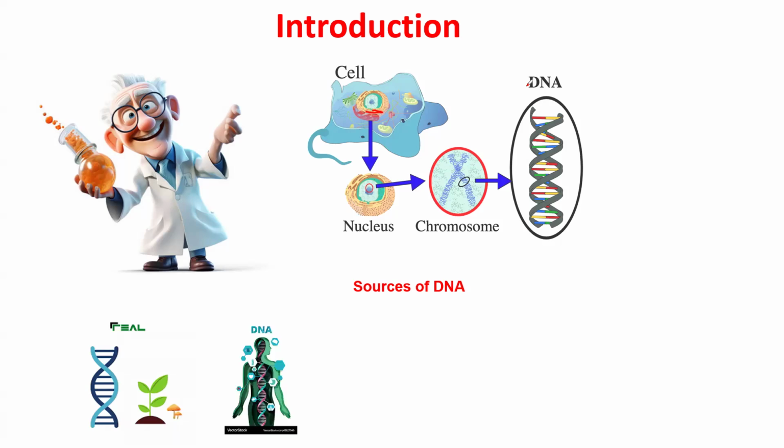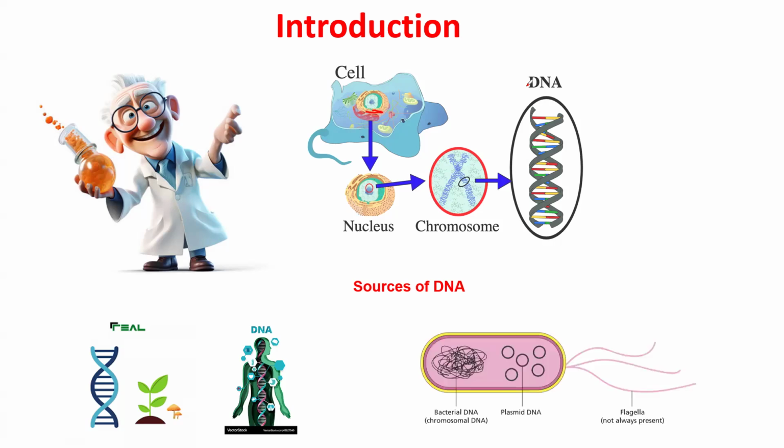Then, of course, you can get DNA from animals. You can get DNA from humans, and you can get DNA from any other animals like chimpanzees, sheep, cats, and so many other organisms. You can also get DNA from bacteria. Therefore, we have different sources where DNA can be isolated. You can get it from plants, from humans, and from bacterial cells.